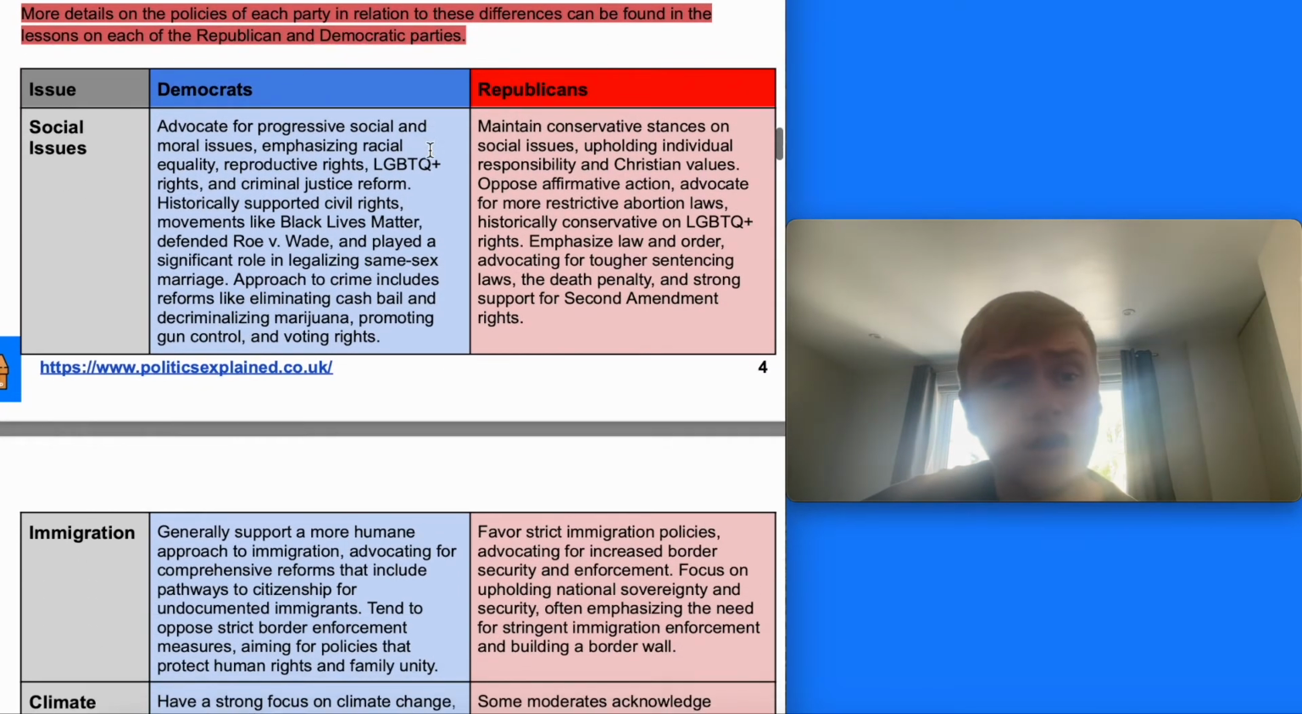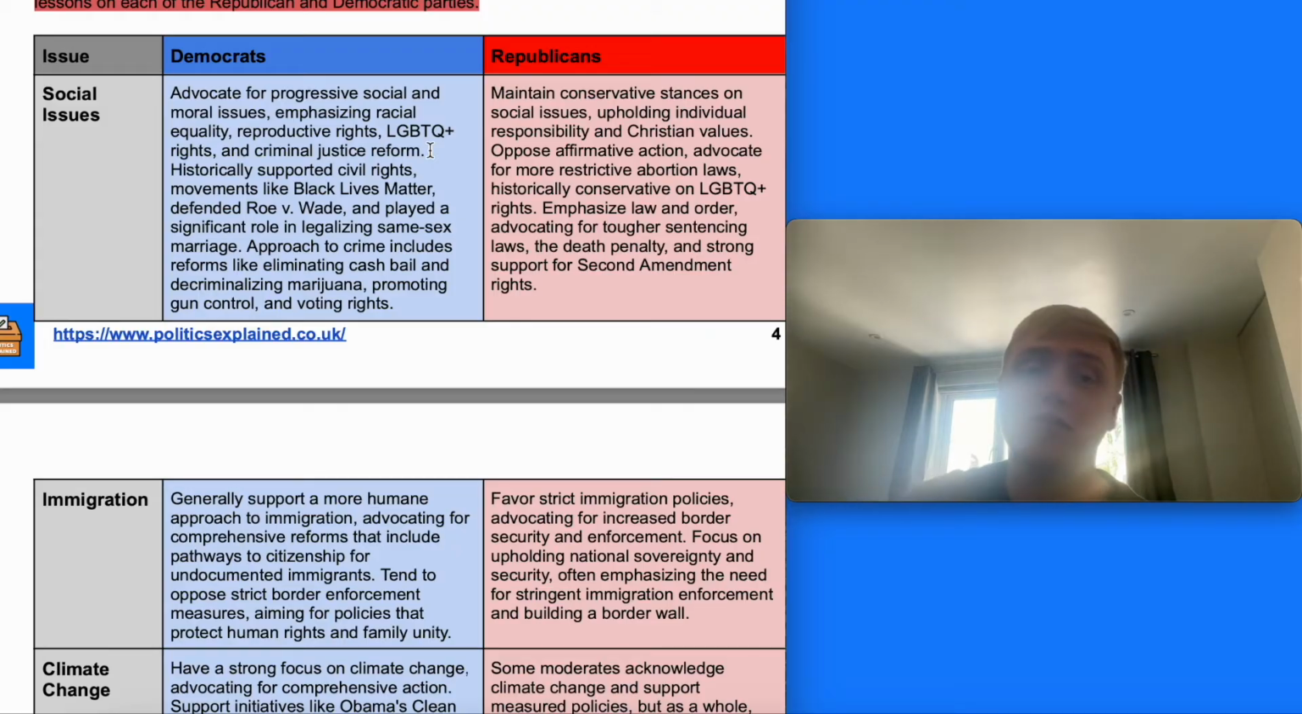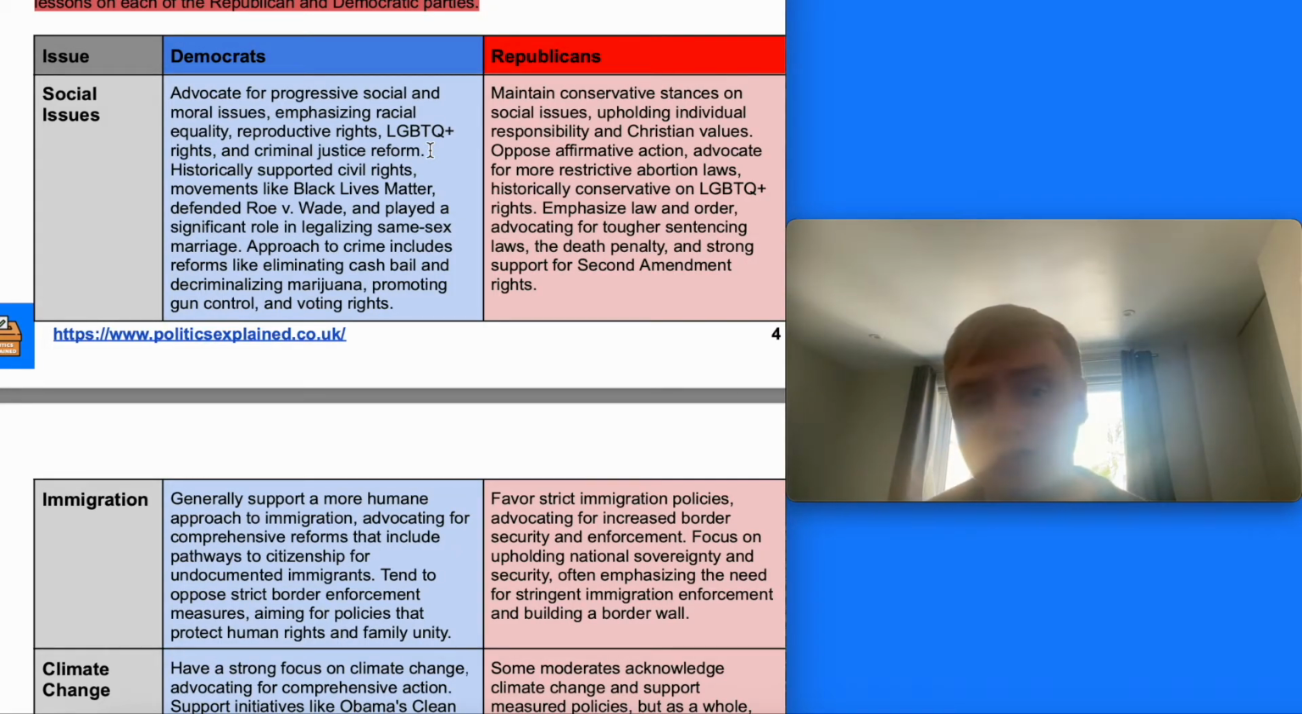On social issues, Democrats advocate for progressive social and moral positions, emphasizing racial equality, reproductive rights, LGBT rights, and criminal justice reform. So they've supported civil rights through movements like Black Lives Matter, defending Roe v. Wade, and played a significant role in legalizing same-sex marriage.